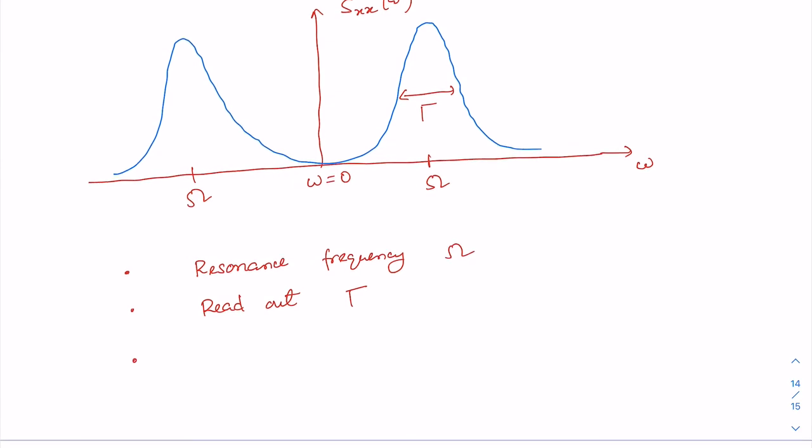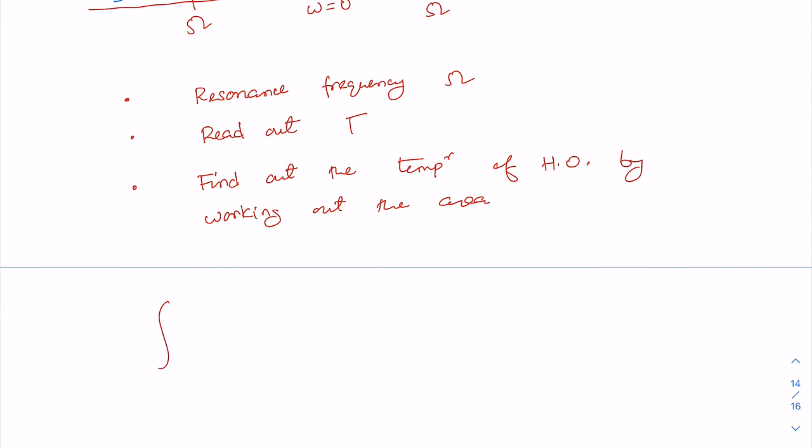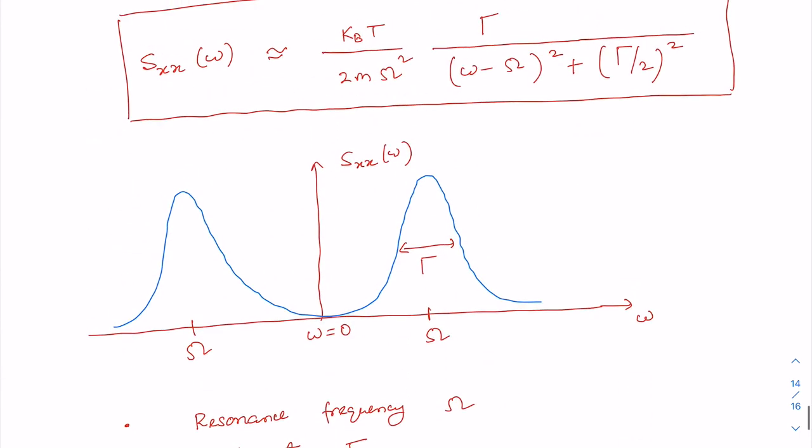And also, we can find out the temperature of the harmonic oscillator by working out the area, which is very straightforward because I think I explained it earlier. So what I have to find out is this integral, d omega by 2 pi, of the noise spectrum, this area. You can work it out. It has to be twice, because I have two peaks. Then I have 1 by 2 pi, and I have 2 kBT by twice m omega squared, from this expression here.